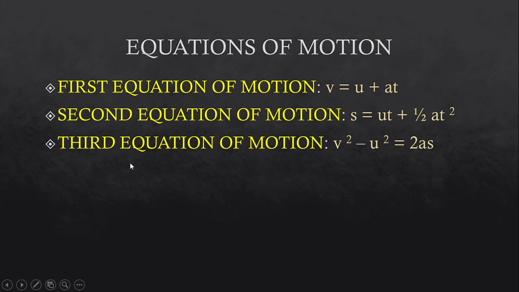Now the third equation of motion is v square minus u square equals 2as. Again, you have four different quantities, v, u, a and s.